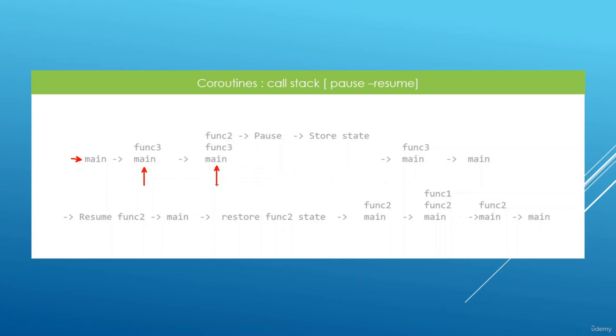Then func2 is going to hit the pause point. We will freeze execution, so we will pause and store our function state. In our function state that we store somewhere on the heap, typically, we will have the local variables stored. We will have the parameters stored, and we will have the point where we will resume execution from when we resume this function and get it to run again.